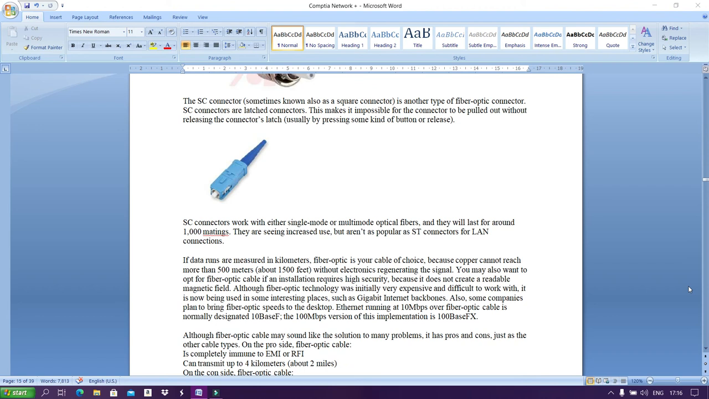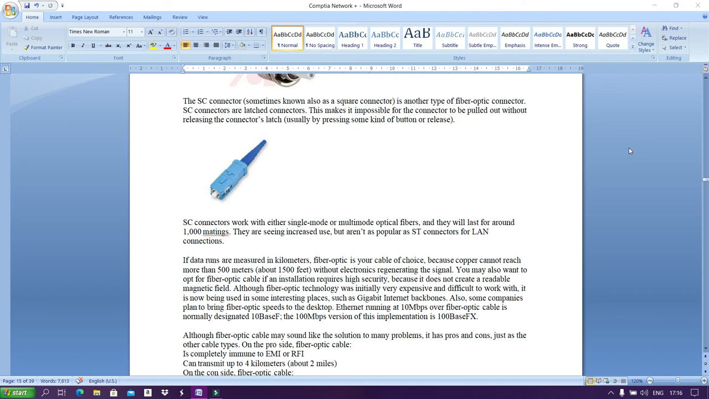The SC connector, sometimes also known as the square connector, is another type of fiber optic connector. SC connectors are latched connectors. This makes it possible for the connector to be pulled out without releasing the connector's latch, usually by pressing the release button. So this is a picture of the SC connector. SC connectors work with either single mode or multimode optical fibers, and they will last for around 1,000 matings. They are seeing increased use but aren't as popular as ST connectors for LAN connections.